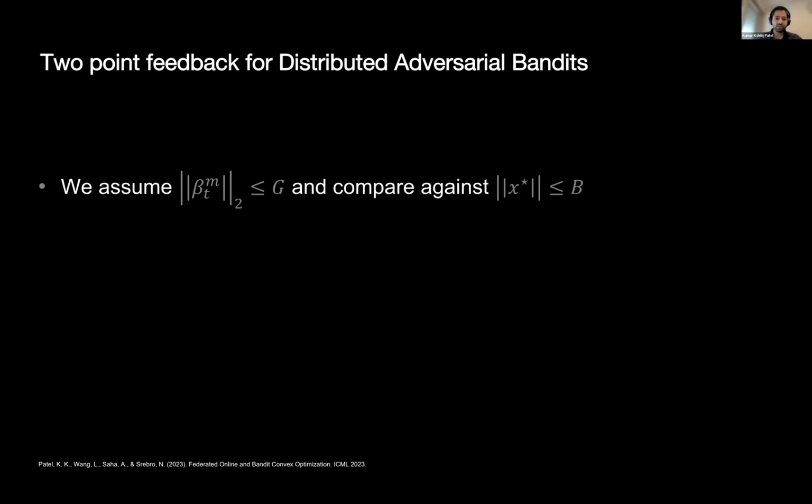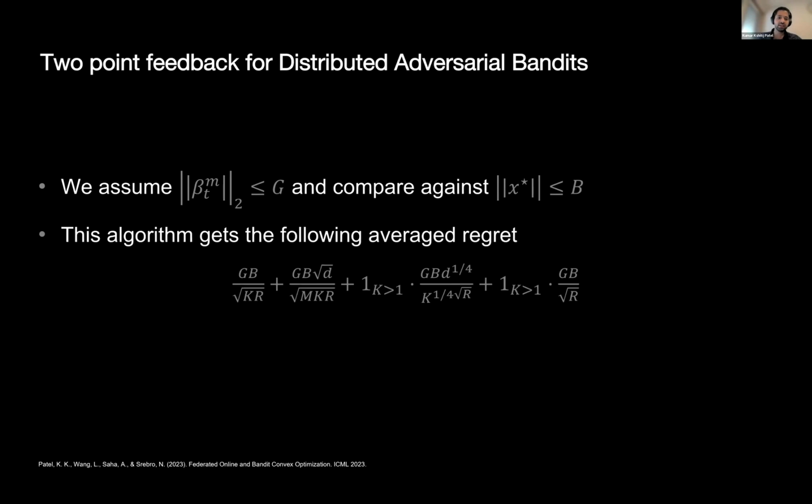When you assume that you have a Lipschitz cost function, so beta_t^m is L2 norm bounded, you can actually get the following average regret. It comprises 4 terms. The first 2 terms are standard in the multi-point bandit feedback literature. Aadirupa showed you how to get the second term when she said you have M-point feedback. So think of it as having M-point feedback on your objective. This is the term you'll get.